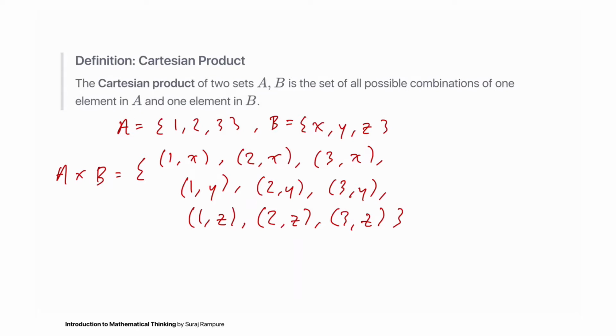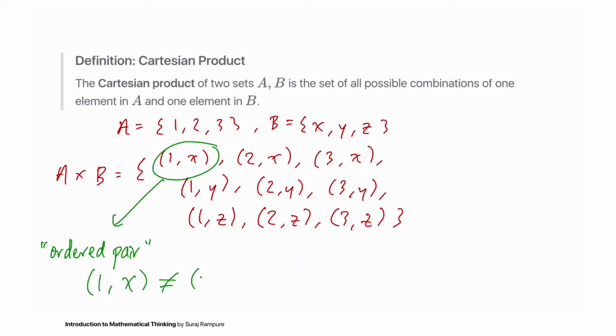So one question is, is the Cartesian product symmetric? And the answer is no. Each element of the Cartesian product is known as an ordered pair, right? And this is where we start getting into what a function is. So this is an ordered pair, and the order of the elements in the ordered pair matters. 1 comma x is not the same as x comma 1.